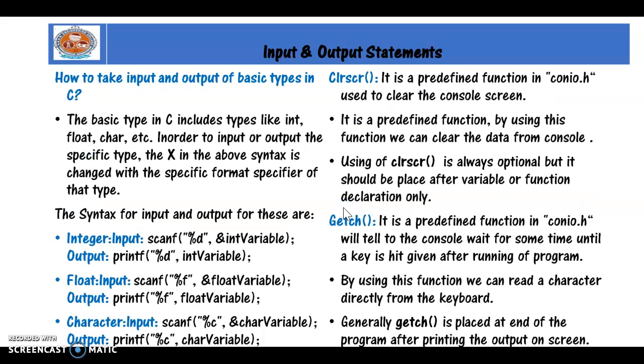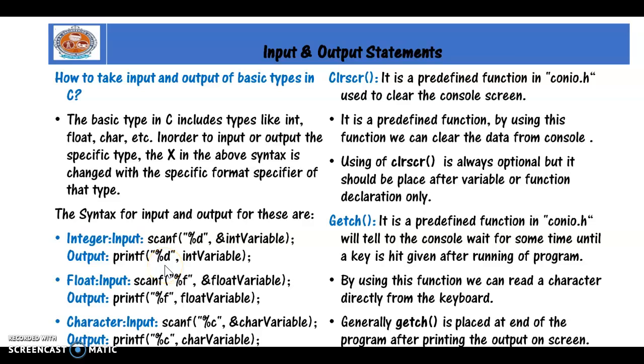Then how to take this input? Here we are giving some examples. Suppose I'm taking three variables, that is an integer variable, a floating variable and a character variable. The names of the variables are int variable, float variable and char variable. Here I'm showing you how to read input for them. What is the format specifier for integer? It is %d. So I'm including %d, ampersand, int variable.